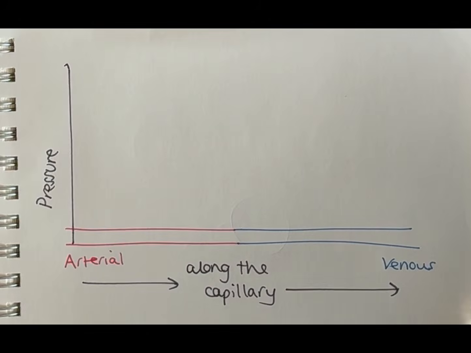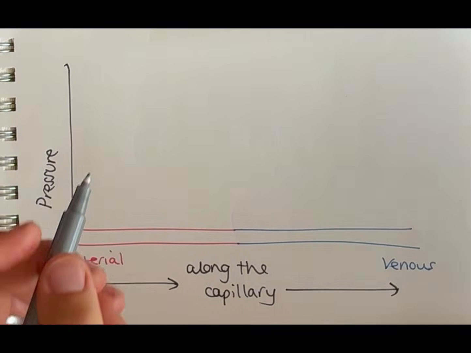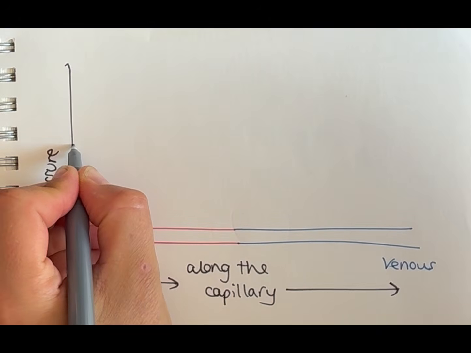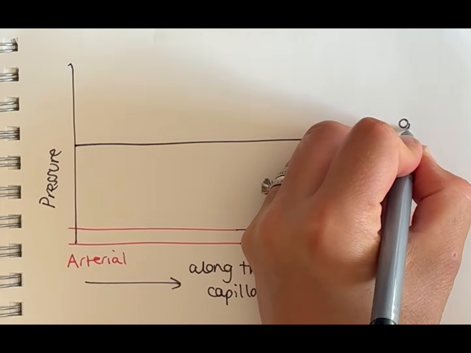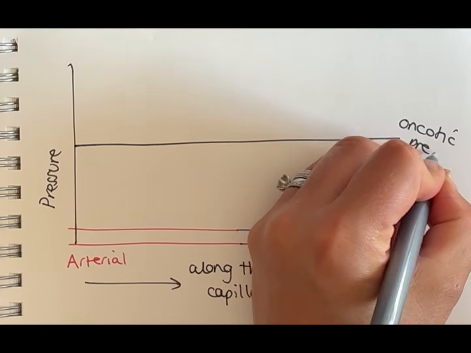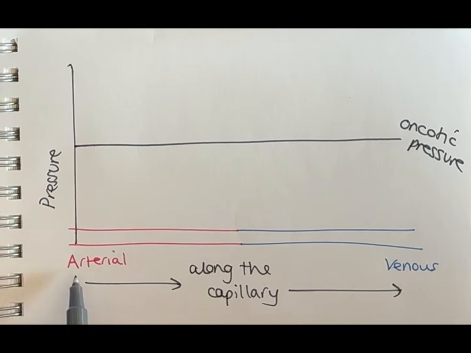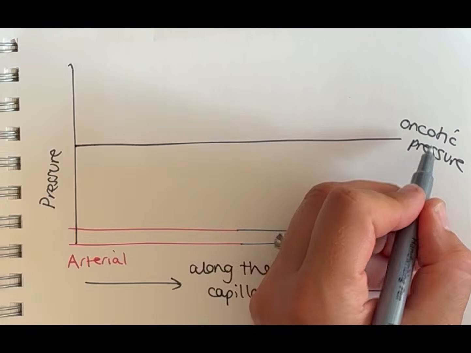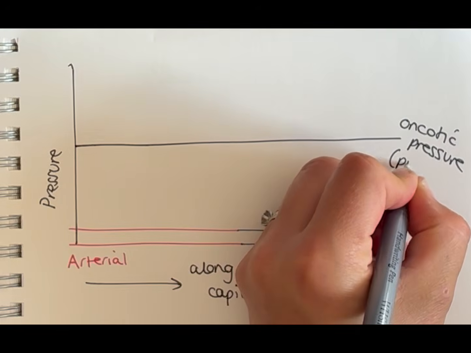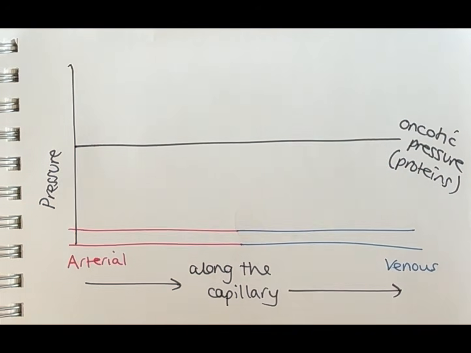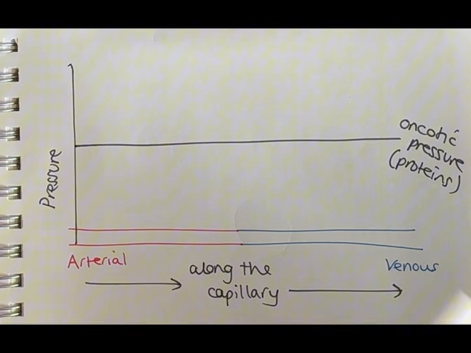So if we now look specifically at the pressure changes, we can see that the proteins that exert this oncotic pressure remain in the blood. So this is the pressure in the capillary as we go along from the arterial end to the venous end. The oncotic pressure exerted by the proteins remains the same within that blood vessel. And that's because the proteins, usually albumin being the main one we're talking about, do not move out of that blood vessel. So that oncotic pressure stays exactly the same.